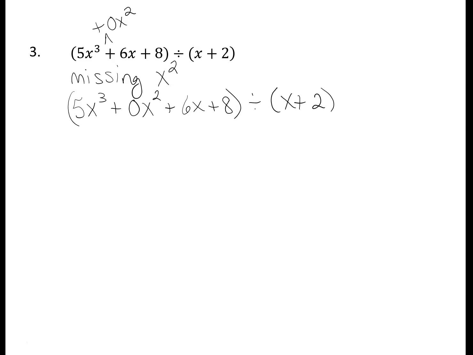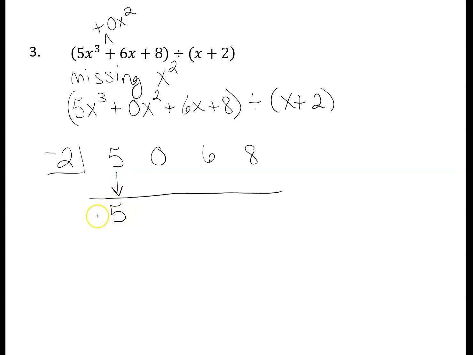Okay, now we're ready for our synthetic division. So we look at our divisor. We've got positive 2, so we're going to write down negative 2 in our square. Then we look at our dividend. Take those exact coefficients, 5, 0, 6, and 8. Leave a good amount of space between them and a space below them. Draw a line and bring the first number down.